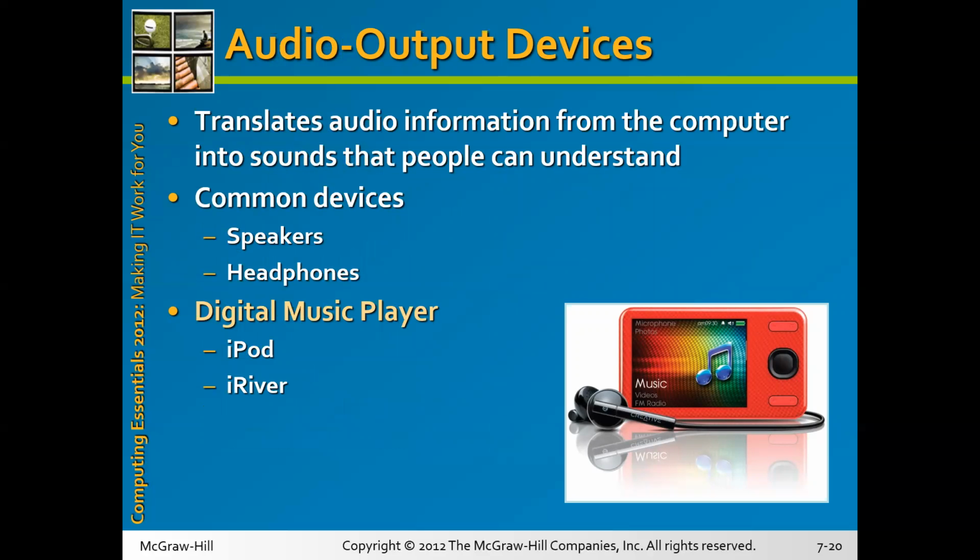Audio output devices. These produce sound for people, connected to a sound card in the system unit. Voice output is quite common. Creating voice output is not as difficult as recognizing and interpreting voice input. Digital music players, also called digital media players, are specialized devices for storing, transferring, and playing audio files. Older players play MP3 files only. Newer players recognize other formats and also videos.